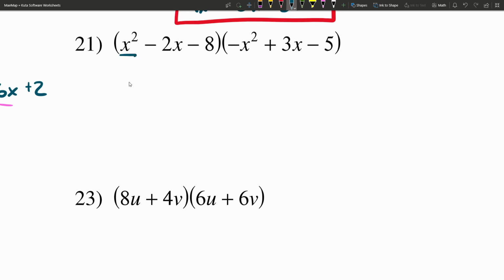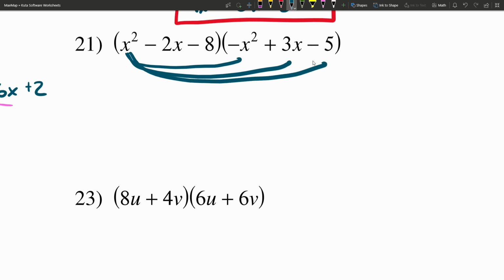So starting with the first term in our first trinomial, we need to combine it with every single term in our second trinomial. So x squared times negative x squared is going to be a negative x to the 2 plus 2, so x to the 4th.